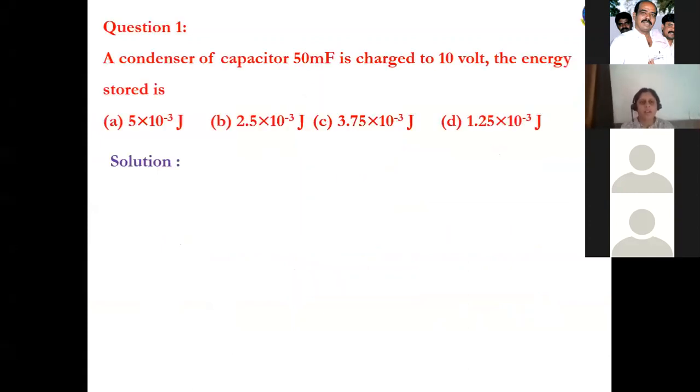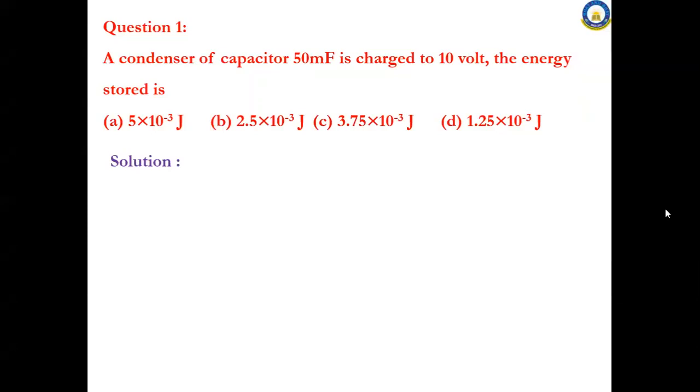See question number 1. Students, please read the question. A condenser of capacitance 50 millifarad is charged to 10 volts. The energy stored is. So here the capacitance is given and the voltage is given. So energy stored is asked. So it is a direct formula. So you can just calculate and tell me the answer.